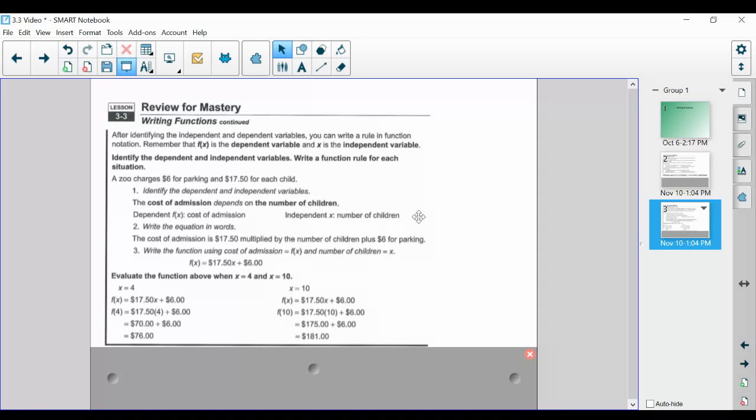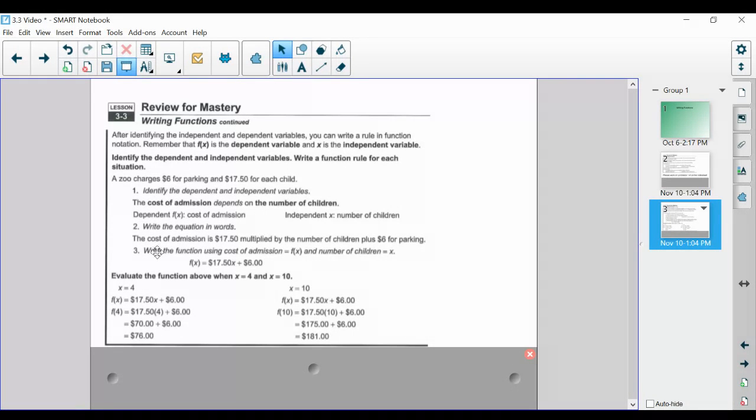And 9 times out of 10, if we are dealing with money, the cost or the price is going to be your dependent, your y value, your f of x value. While the number of children, the number of games you buy, whatever you are purchasing for that cost, that is going to be your independent, because that can change. And when that changes, the price changes.